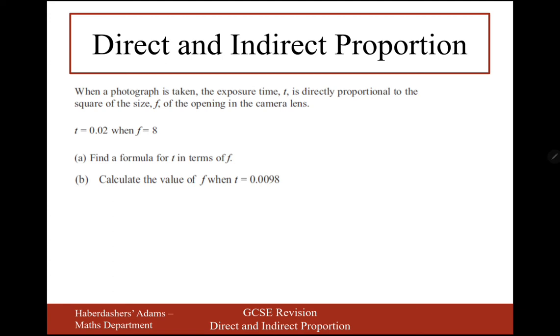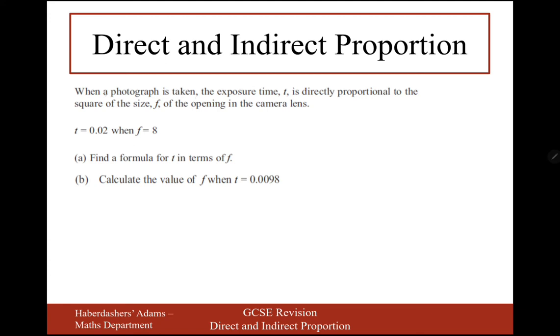Okay, so let's get started. When a photograph is taken, the exposure time, T, is directly proportional to the square of the size, F, of the opening in the camera lens. When T equals 0.2, F equals 8. So let's write out the formula then.